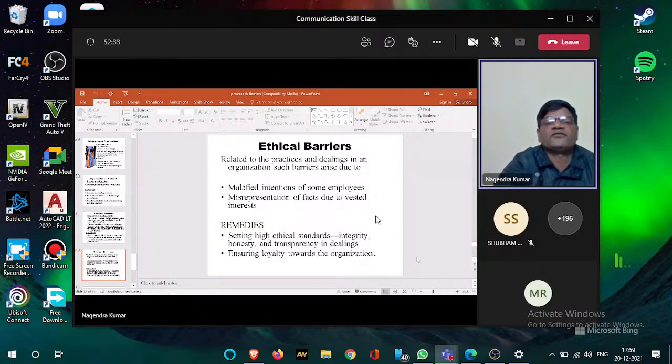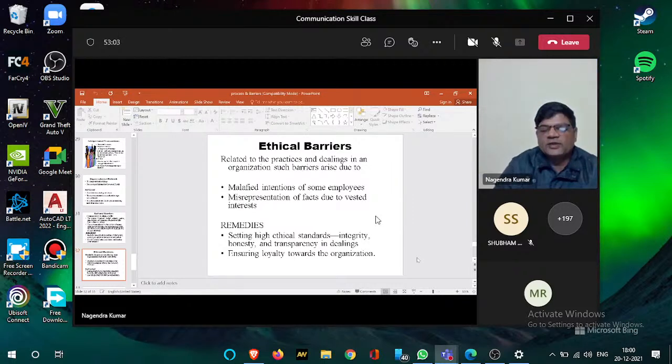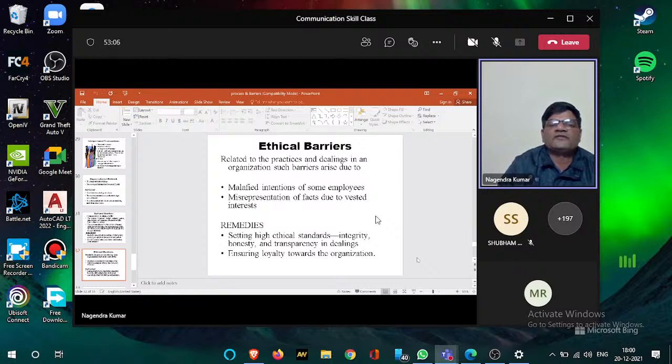There can be ethical barriers related to different kinds of ethical practices and dealings. In some organizations, giving gifts for getting something done may be a norm. In some others, it may be treated as a bribe. So when you set some high ethical standards, you must stick to that. And if you try to breach that because of your malafide intentions, then also that will be a barrier in communication, in the sense you may be misinterpreting facts due to your vested interests.